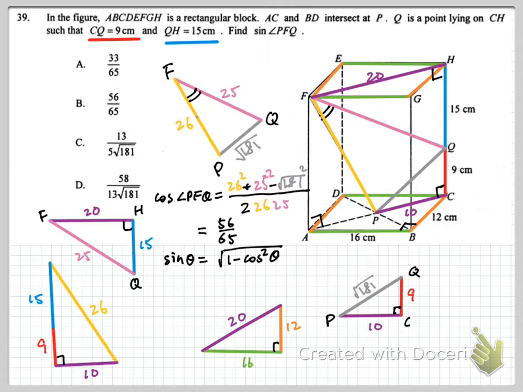So you put the 56 over 65 into the cosine, and then you get the answer is 33 over 65. It's such a pity for those who chose B. You get everything correct, you spend all the time only to answer the wrong question. The correct answer should be 33 over 65. So this is the first question.